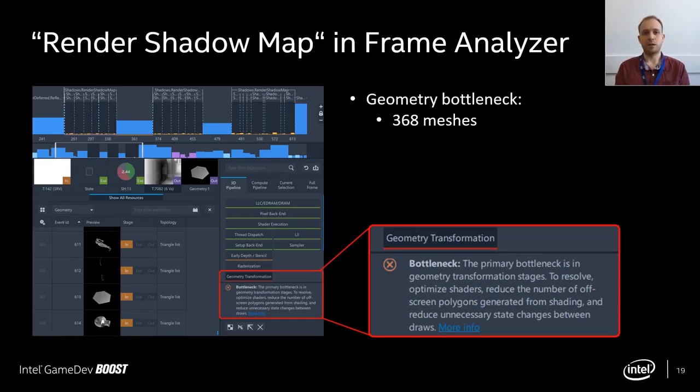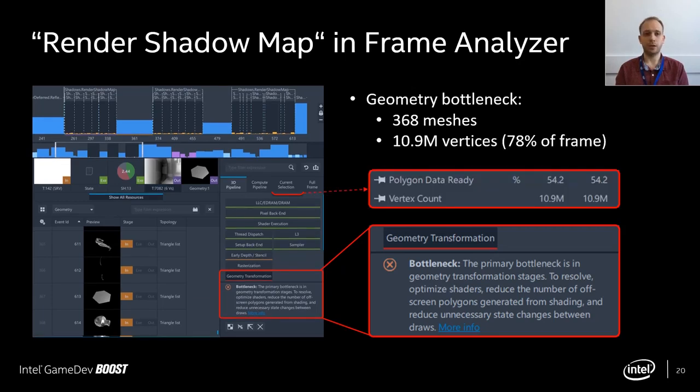When you find these draw calls in the frame analyzer, you will immediately see that the metrics viewer shows you that there is a geometry transformation bottleneck. You can also see a quick tip of what you can change, as well as a link to more information where you can go and have a more complete set of advice on resolving this bottleneck. In the resource panel, you can also see that there are more than 300 meshes, so there is lots of geometry being processed.